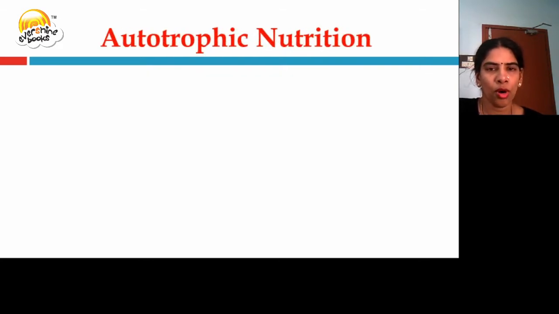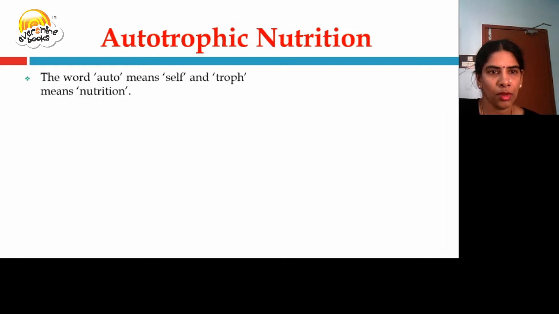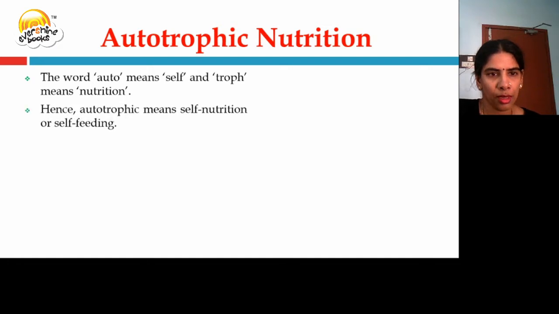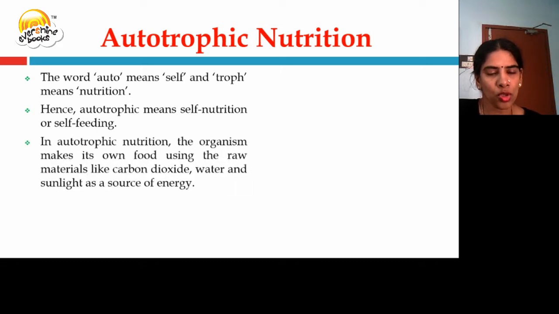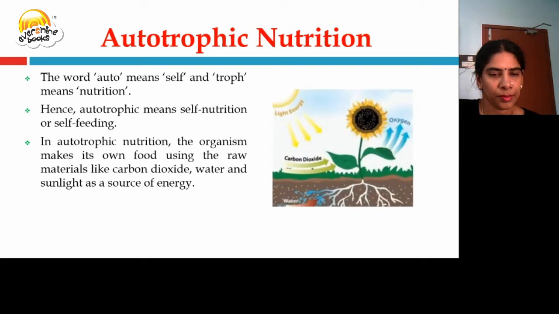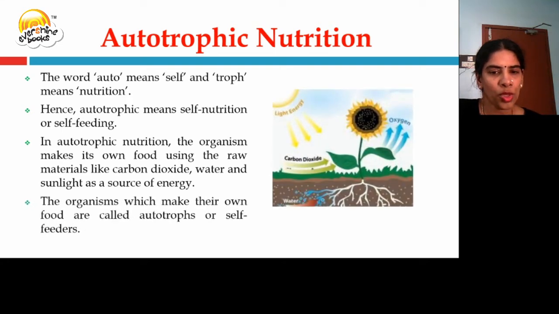Let us discuss autotrophic nutrition. The word auto means self and troph means nutrition. Hence, we can say autotrophic means self-nutrition or self-feeding. In autotrophic nutrition, the organism makes its own food using raw materials like carbon dioxide, water, and sunlight as a source of energy. The organisms which make their own food are called autotrophs or self-feeders.